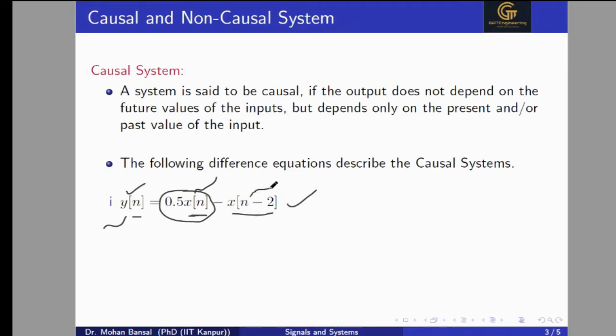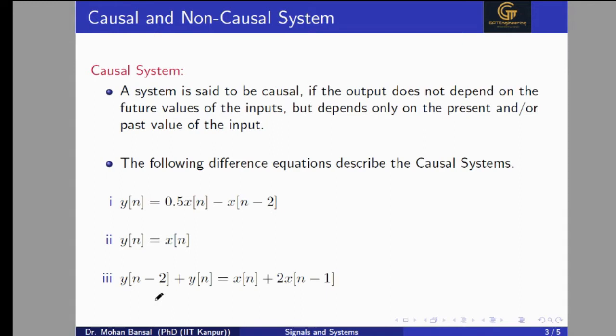So this term is for the past value and the first term is for the present value. So in this system, the output y[n] depends only on the present and past value. So we can say that this system is the causal system. Now come to the second, y[n] = x[n]. It is clearly straightforward. Here this signal depends only on the present value. So we can say that this system is causal.